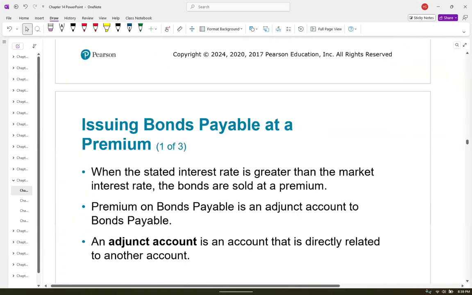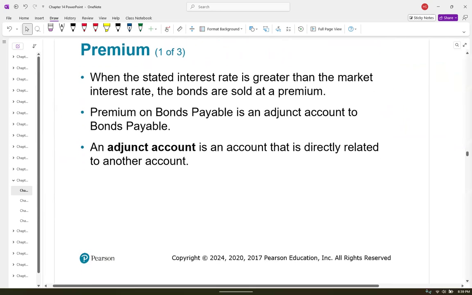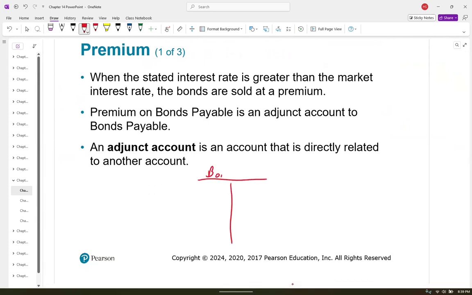So now let's look at issuing bonds payable at a premium. When the stated rate is greater than the market rate, the bonds are sold at a premium. They have another account with them, but they call this an adjunct account. I don't know why they call it an adjunct. I actually didn't even know that until a few years ago. So I just didn't know what they called it. I knew what premium was.